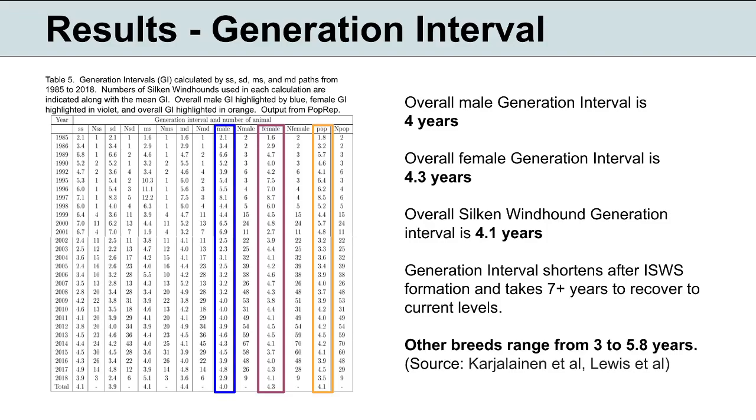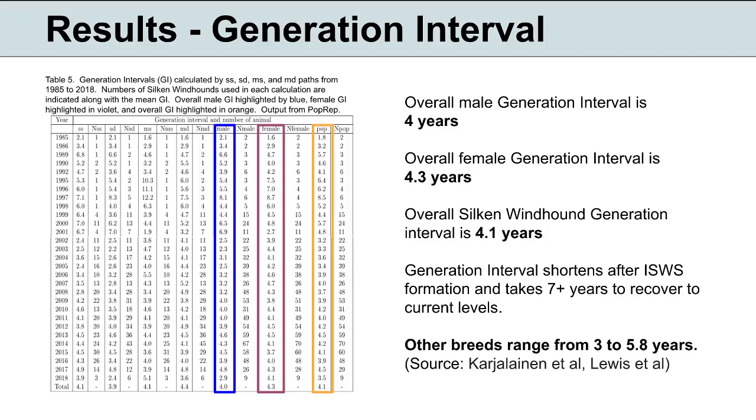And I've highlighted in blue the column that details the generation interval for male Silken Windhounds over the last 40 years, including the final average over those 40 years. What you can see is that the generation time goes up to almost 7 years, which is great. And then at ISWS formation, it drops to 2.5 years. And it slowly ramps back up, but we have an issue where the overall male generation interval is 4 years.